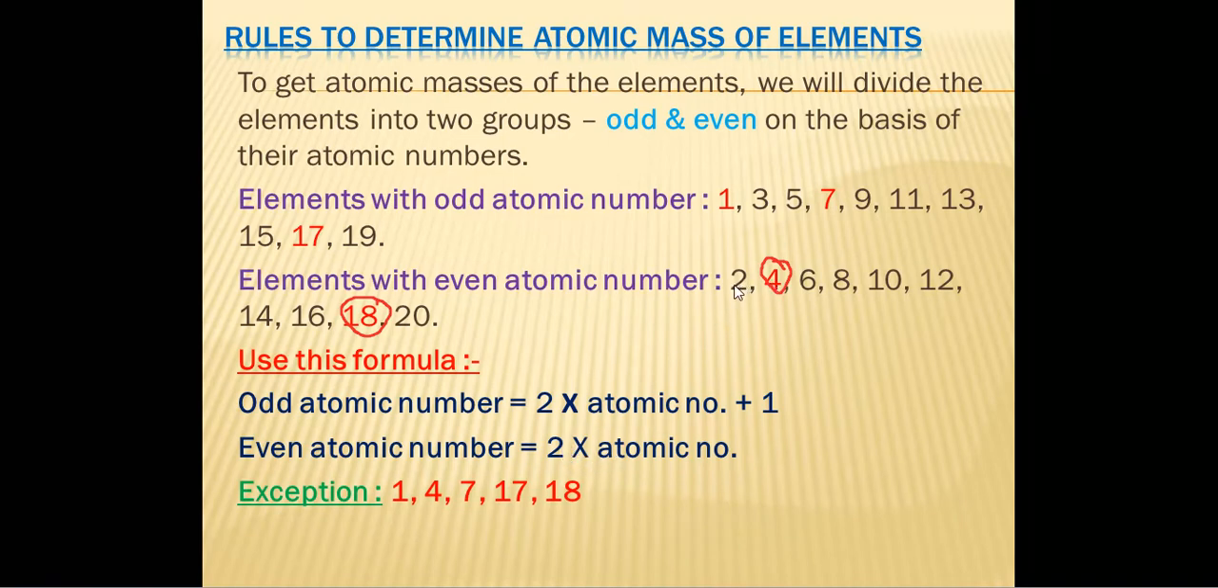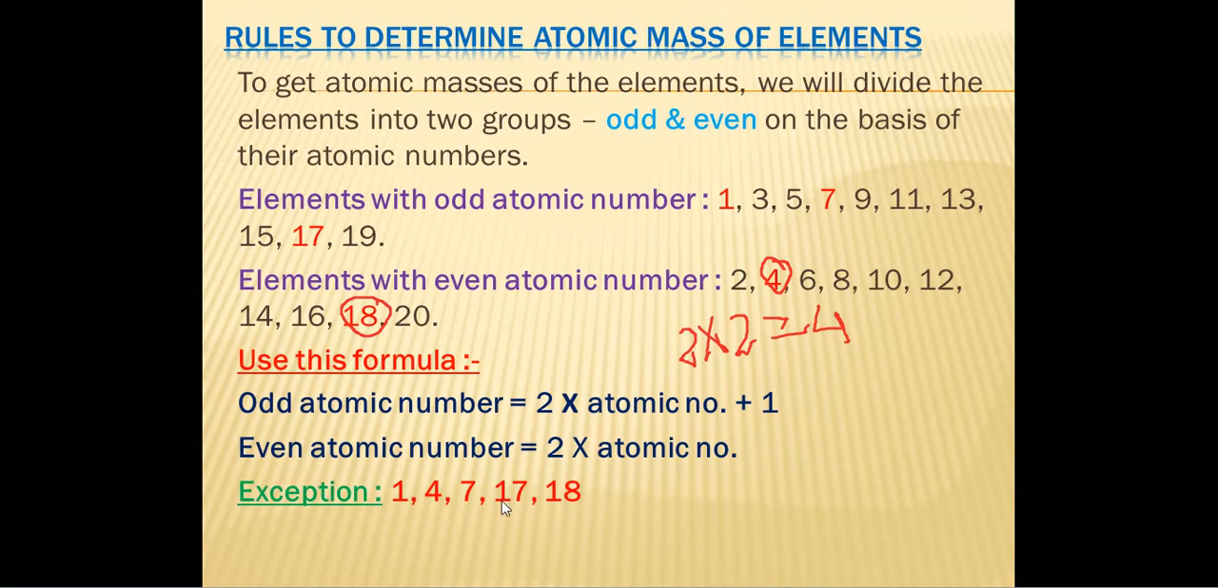For example, if you multiply 2 with 2, it will be 4, and if you double 2, then also it will come 4. 2 plus 2 is 4. If you multiply 6 with 2, it will come 12, and if you add 6 plus 6, then also it will come 12. So the trick for calculating even atomic number elements is you simply multiply the atomic number with 2, or you can double the atomic number. You don't need to add 1 in that one.